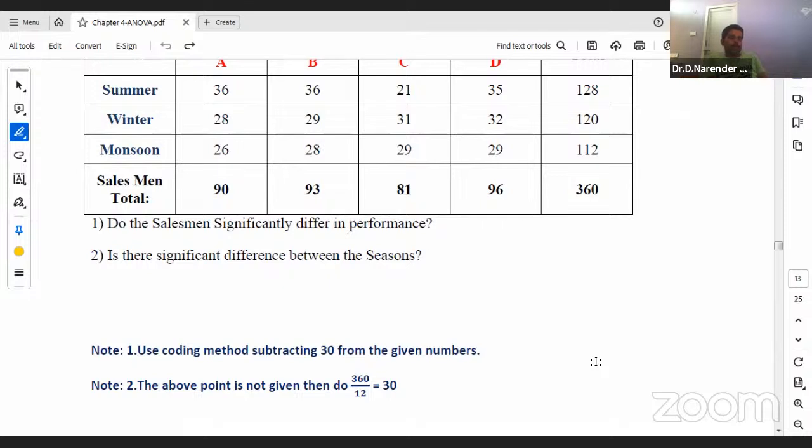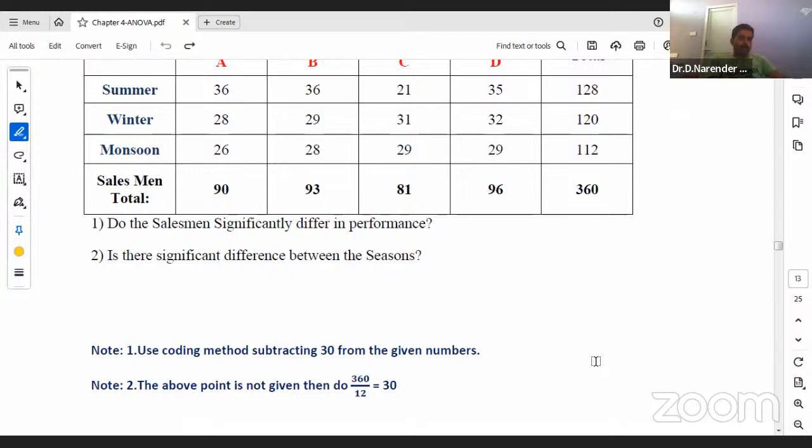Sir, what is this 30? This 30 is the coding method for subtracting the values. Why? Because the values 36, 21, 35, 28, 29, 31, 32 are sometimes big values. So to do the problem in a very easy way, we use this number 30. Sir, for each problem do we use 30? No, don't always use 30.